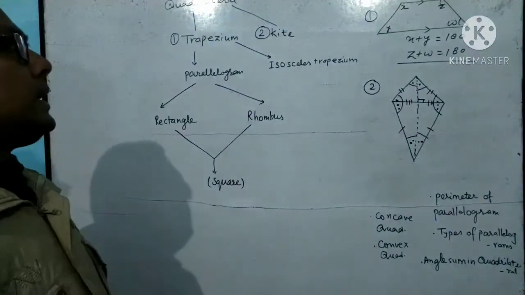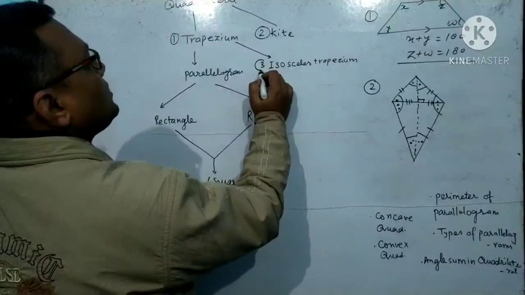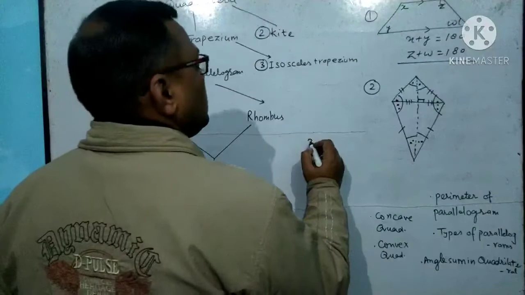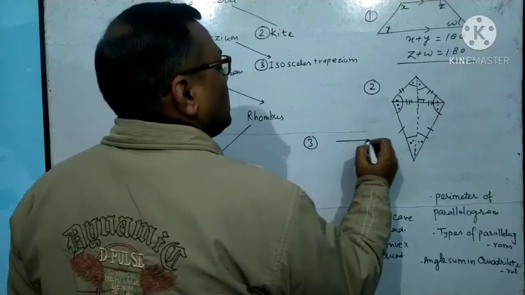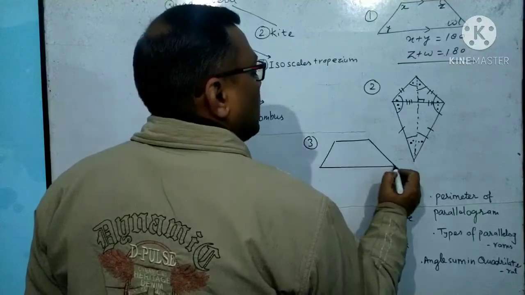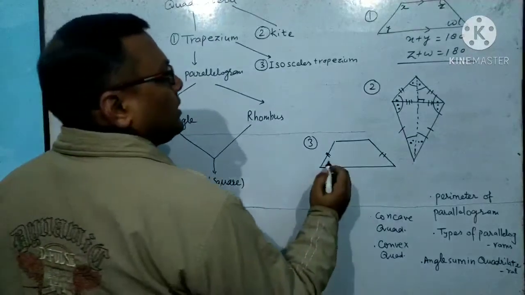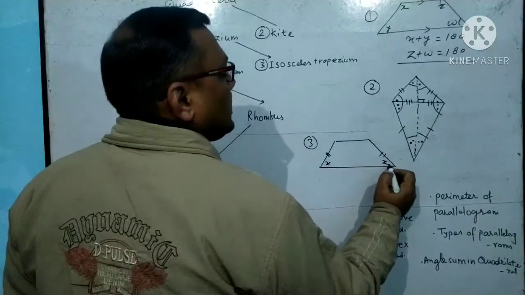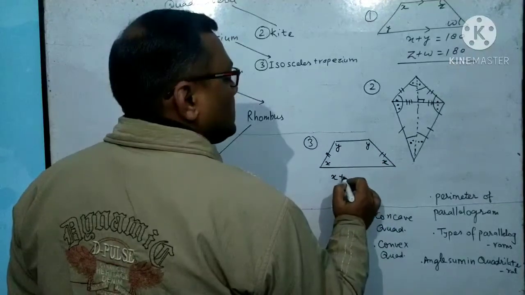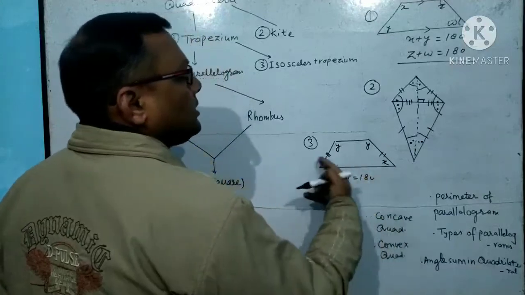Now I am going to take a special type of trapezium. This is isosceles trapezium. You note down the third one. The trapezium in which two non-parallel sides are equal. These are non-parallel sides. These are equal. This angle x, then also this angle is x. This angle y, then this is also y. X plus y is 180. These two angles are equal. These two angles are equal. These sides are also equal.